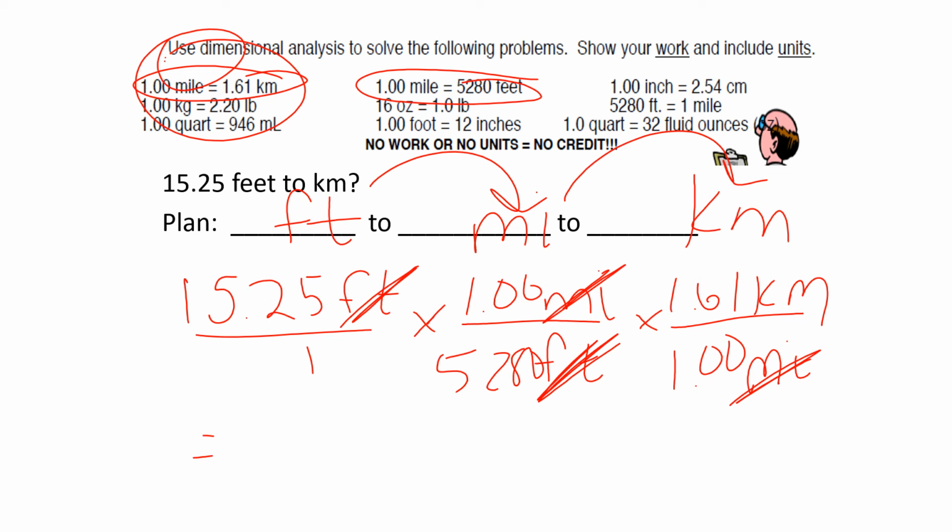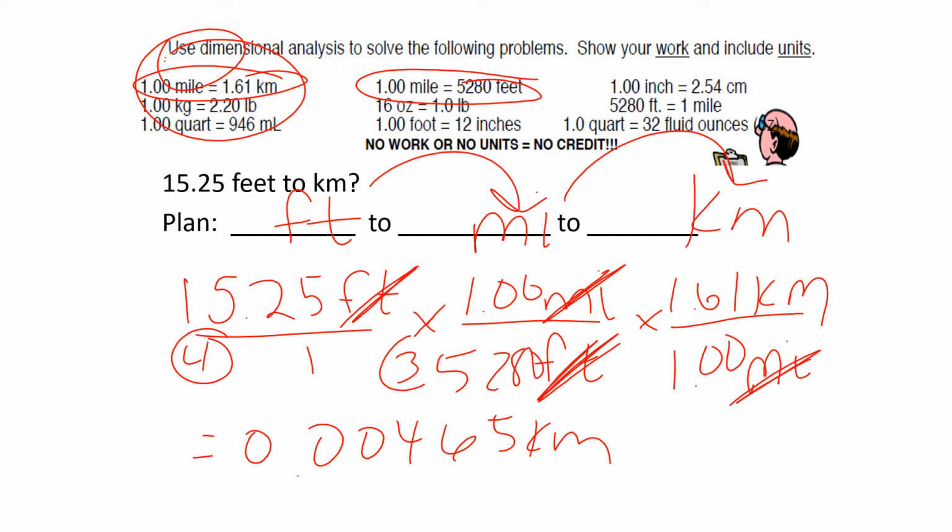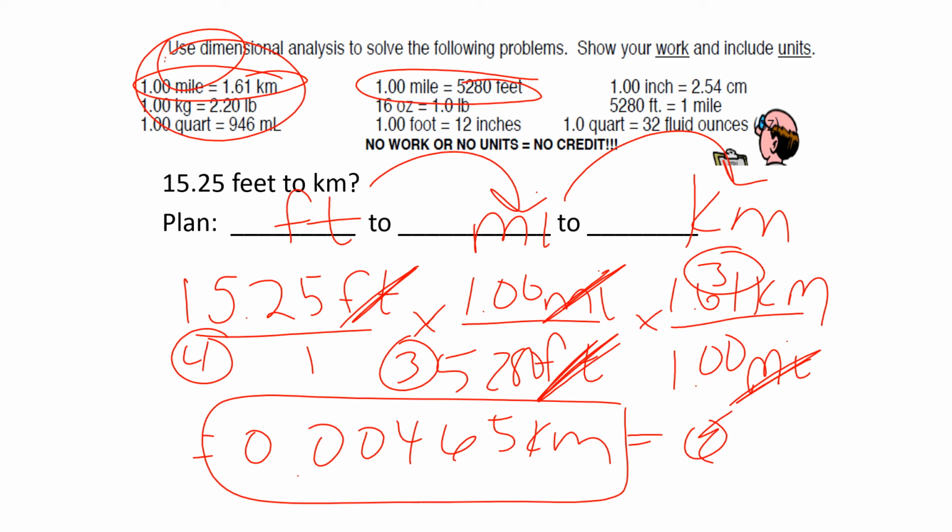So here, I'll have 15.25 times 1.61 divided by 5280, and I get 0.00465 kilometers. So I have 4 sig figs here, I have 3 sig figs here, and I have 3 sig figs here. So my answer is going to have 3 sig figs, which is what I have there already.